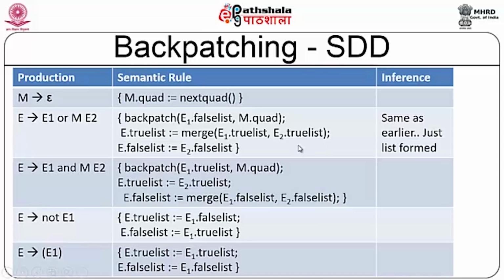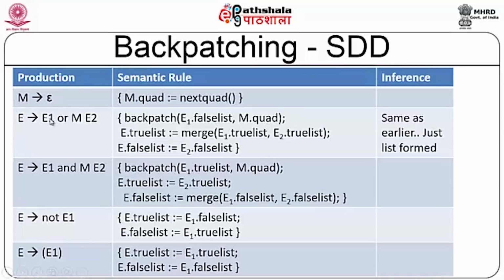That is, here it is no longer just true and false. It is a true list. That is, again, expression E1 could comprise a sequence of expressions. So, therefore, I will call this E1.TrueList and E2.TrueList. That will be corresponding to E.TrueList, and E.FalseList will be equal to E2.FalseList. Okay. And I will finally backpatch E1.FalseList with M.Quad.